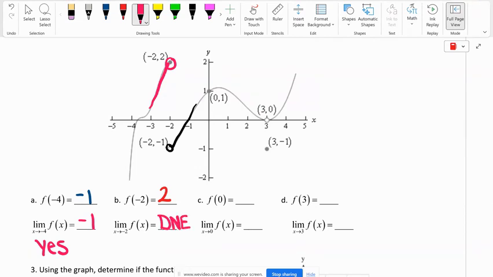Now, for this to be continuous at x equals -2, my f of that value and my limit of that value have to be the same. Are they the same? No, they're not the same. So are they continuous? No, not continuous. This is not continuous. And on the test, I'm going to make you give the reason. We'll do that for the next part.